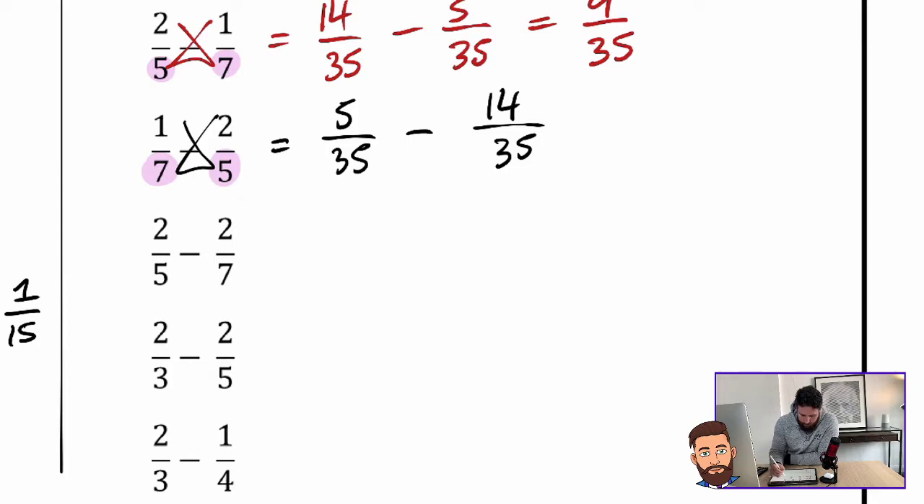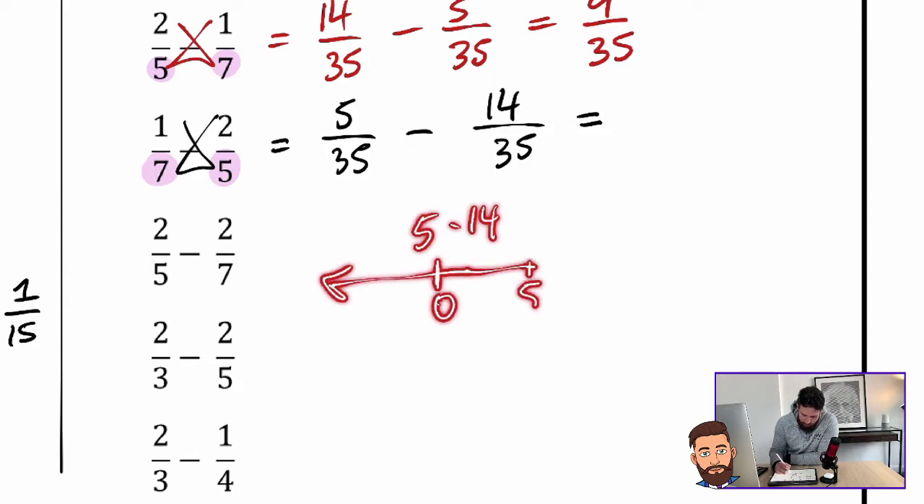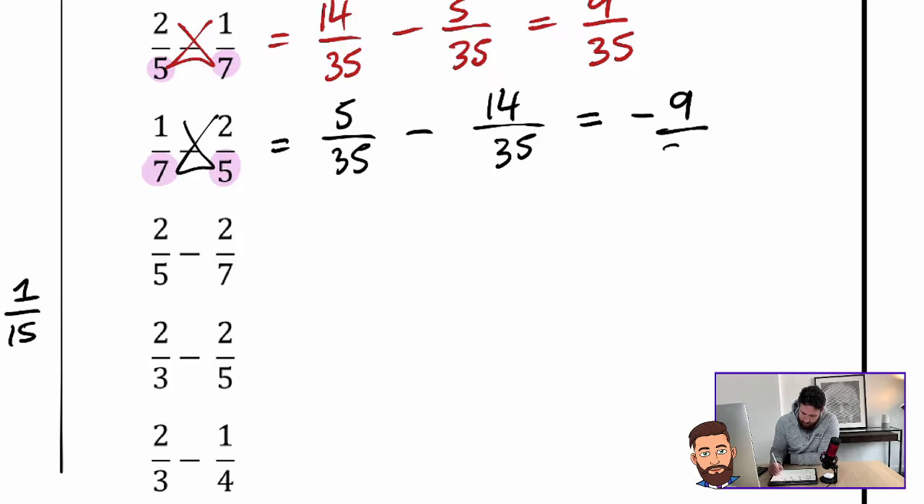Can we do 5 take away 14? Yes, but it's going to take us into a negative fraction. So negative numbers, 5 take away 14 is going to take us past 0 on the number line. If I start at 5 and I take away 14, it's going to take me down to negative 9 over 35.